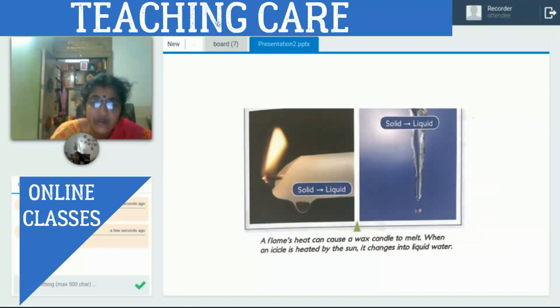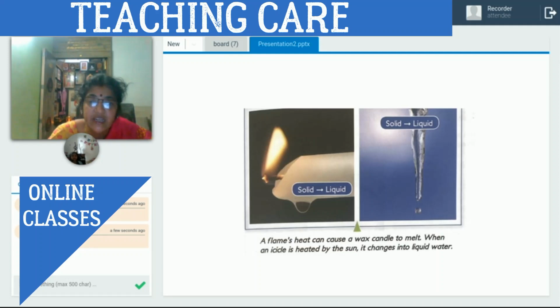So these things we have read today. And one more thing. What does this example show? Can you tell me? Tell me, Srishti, what is this? See the picture. Can't you understand what this picture is? It's a candle of wax.